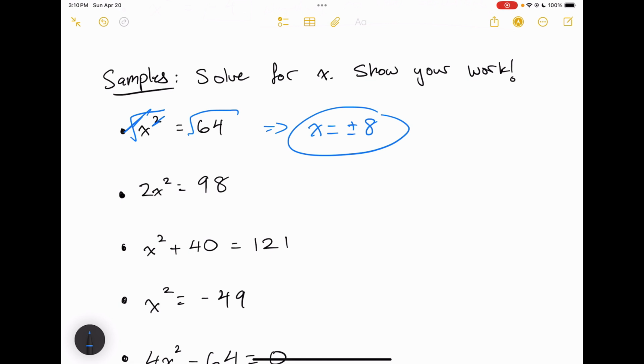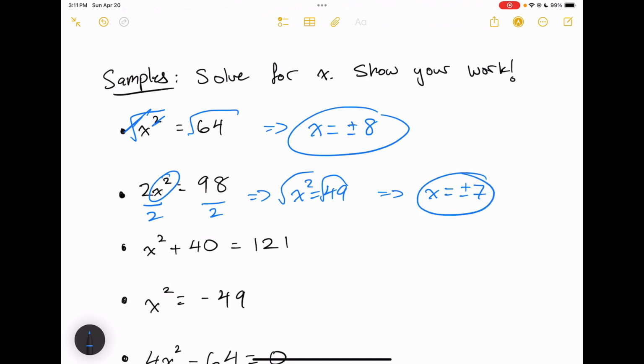In this example right here, we need to take one extra step. If I want x squared equals a number, I have to divide by 2 on both sides. So that way this x squared is by itself. I'll be left with x squared equals 49. Same logic as before. The square root will go on both sides. And then I'm going to have x equals 7 times 7 is 49. So it's going to be plus or minus 7.